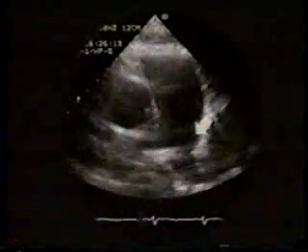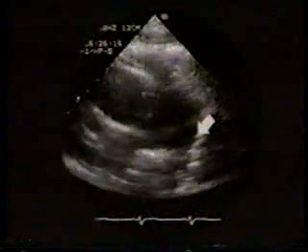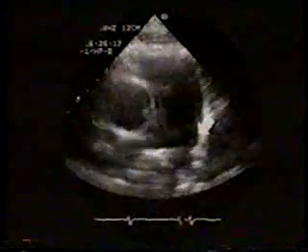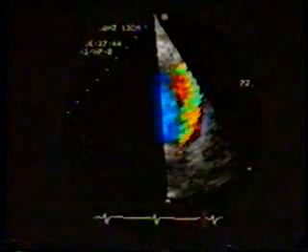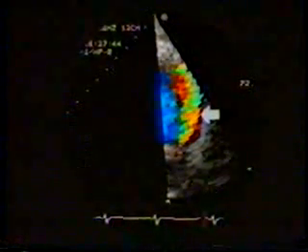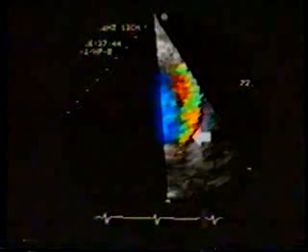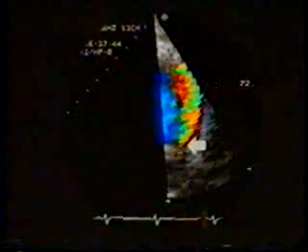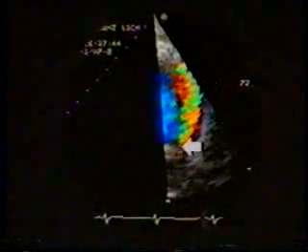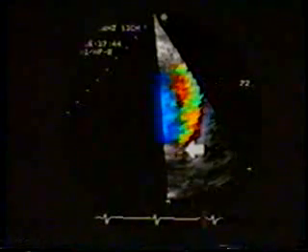In this view, we cannot directly visualize the ductus arteriosus. And now, in color flow mode, you can clearly see the shunt. The shunt enters into the main pulmonary artery, and the narrow width at origin is consistent with a small ductus.